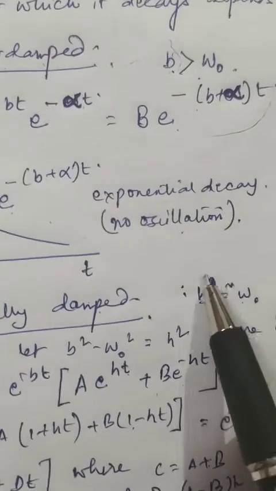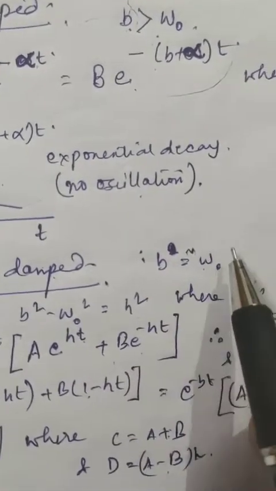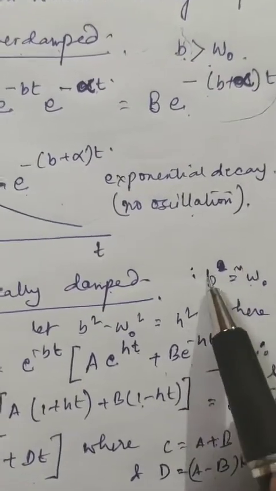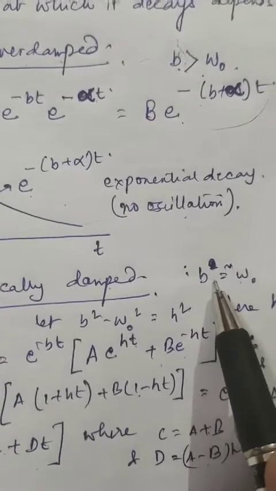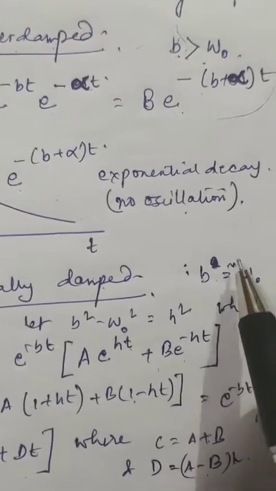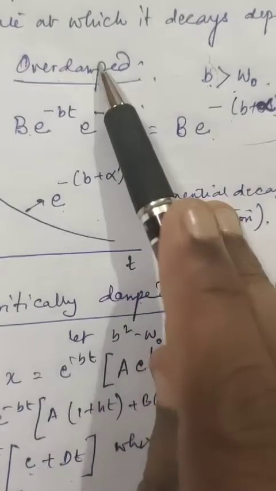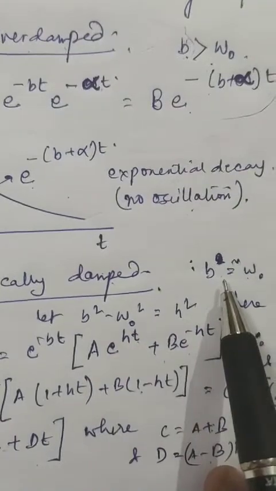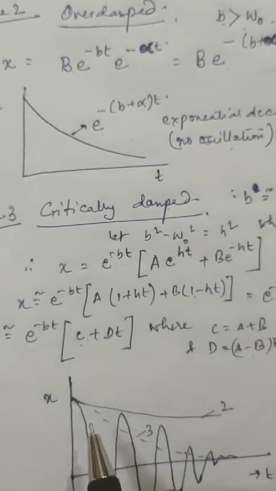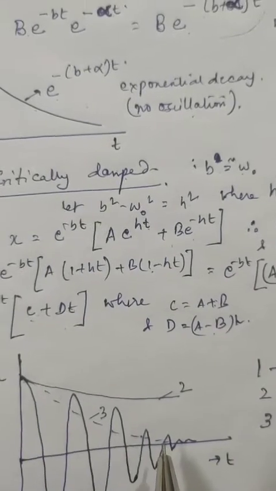But if b is more or less equal to omega naught, then it is just that value of b for which oscillation will cease to exist. There will be no oscillation. After this value, definitely there won't be any oscillation. That is, if b increases, there won't be any oscillation. But this is the critical value of b which separates the overdamped and the underdamped motion. This is critically damped motion, where the mass will come to the equilibrium position fastest.